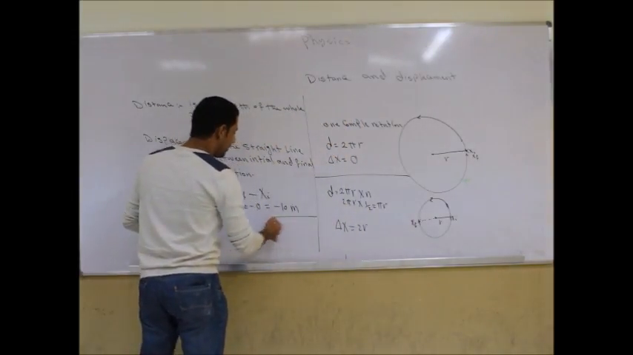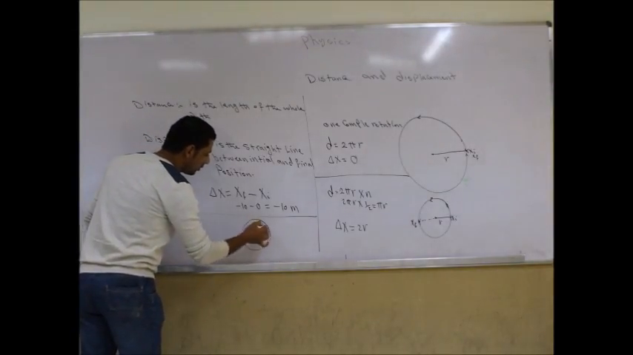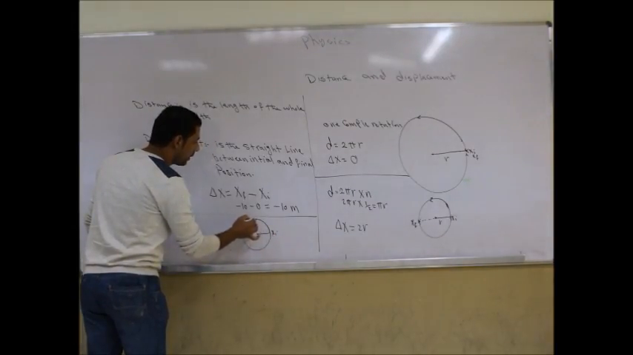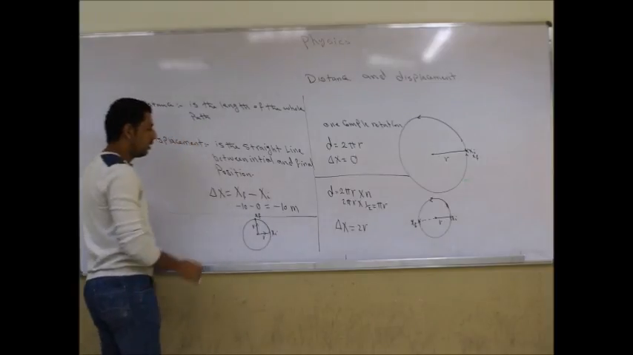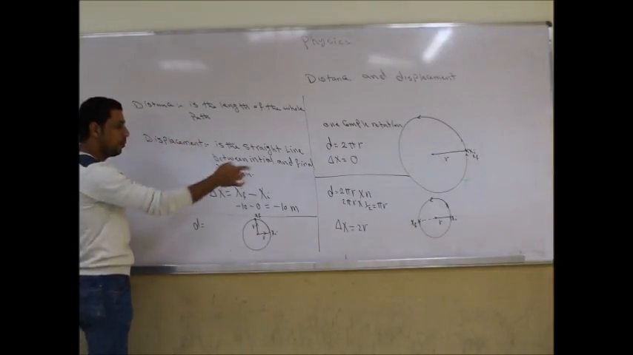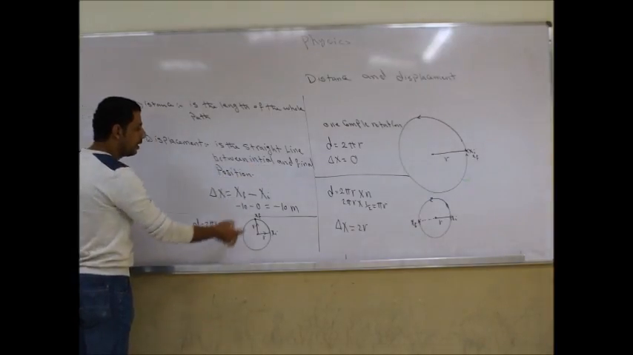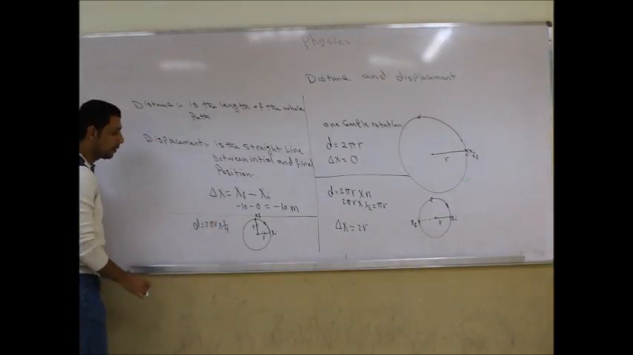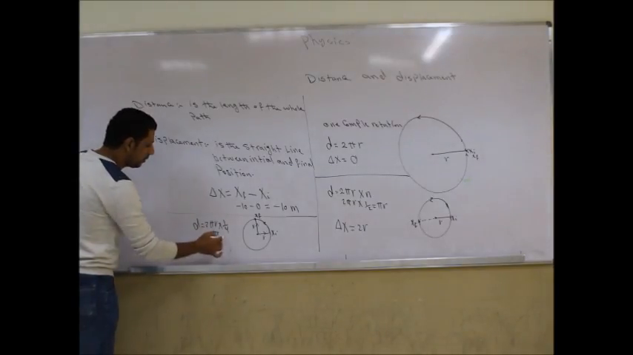If the object makes a quarter circle, you just move from this point, this is xi, to that point, and this is xf. So this will be r and this will be r. The distance, by the same way, will be 2 pi r times the number. What is the number? It's a quarter circle, so it will be 1 over 4. So the distance will be pi r divided by 2 meters.